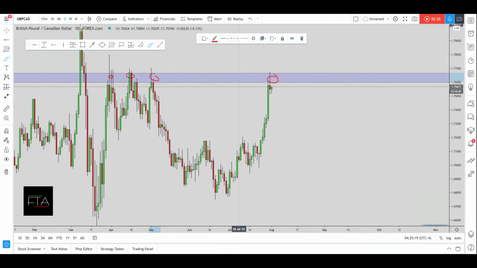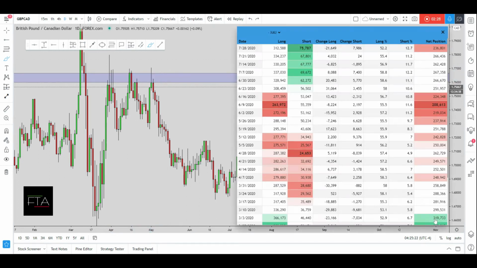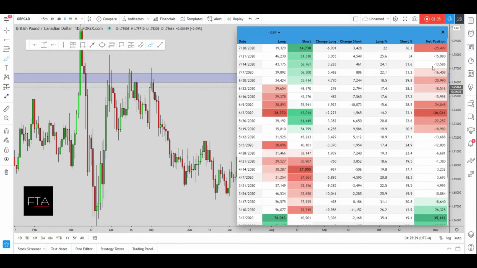Before I show you how we will be approaching this situation with students, let's first give a quick check at what we have from a COT perspective on the pound and on the CAD. Now, from a pound perspective, we can see that with the last report, institutions have clearly started to short the pound aggressively again. In fact, we can see that they closed 6.9k long positions and opened an extra 3.4k shorts, bringing net positions at minus 25k with 64k shorts and 39k longs.